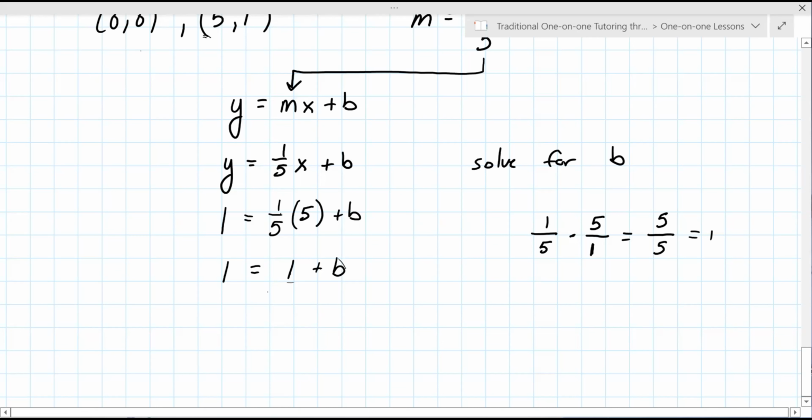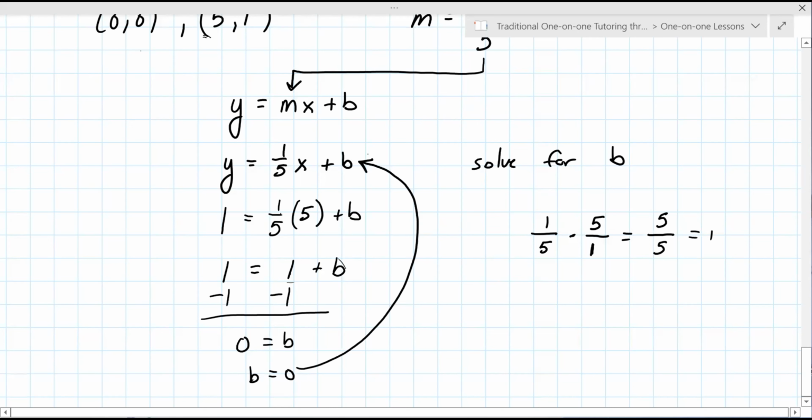Subtraction. You subtract both sides by 1. So 0 equals b, or you can write b equals 0. And that goes back into this previous line here. Okay, now when a variable is 0, do you write the variable? Yes. When it's 0, no, you do not.